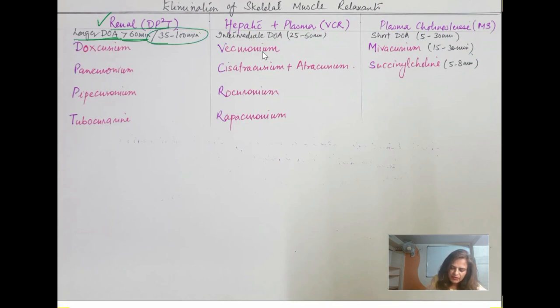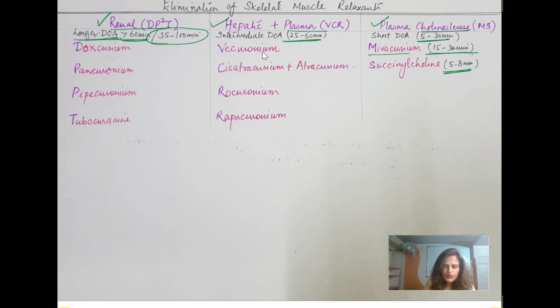And which is mainly metabolized by hepatic, that is the intermediate, kitna? 25 to 50 minutes. And which is mainly metabolized in the plasma by the cholinesterases, that is a short duration of action, that is 5 to 30 minutes. Like succinylcholine, 5 to 8 minutes, mivacurium 15 to 20 minutes. Okay? So it depends on jo aapki classification, long acting, intermediate acting and short acting, that mainly depends upon the elimination of the skeletal muscle relaxant. Like long acting, they are mainly eliminated through kidney. Along with the kidney, they are also eliminated with the bile.